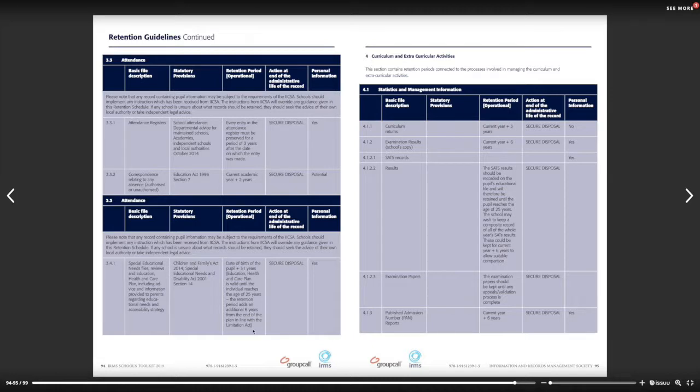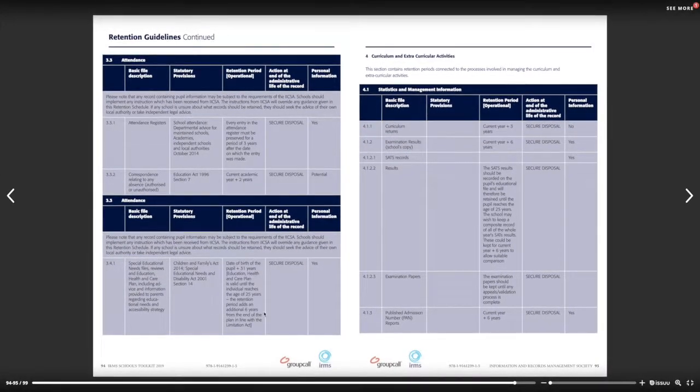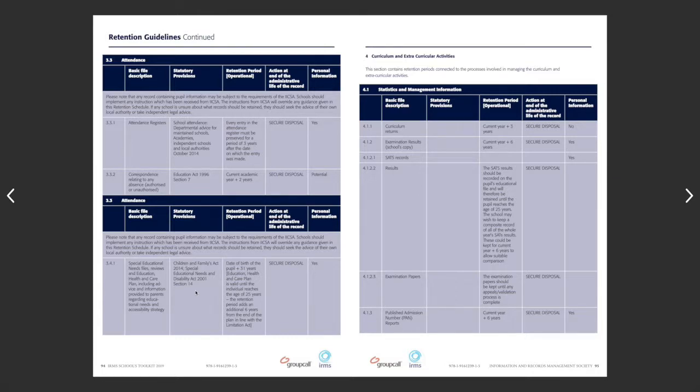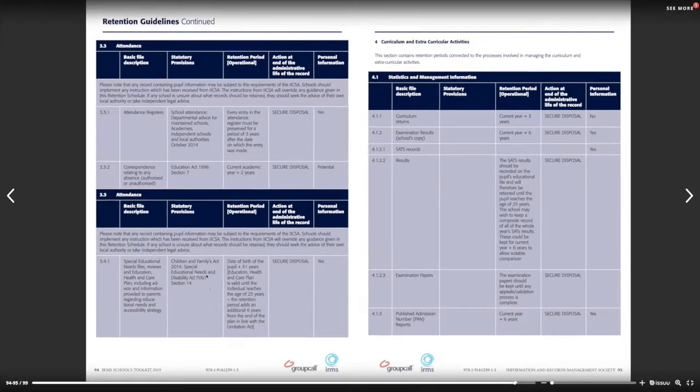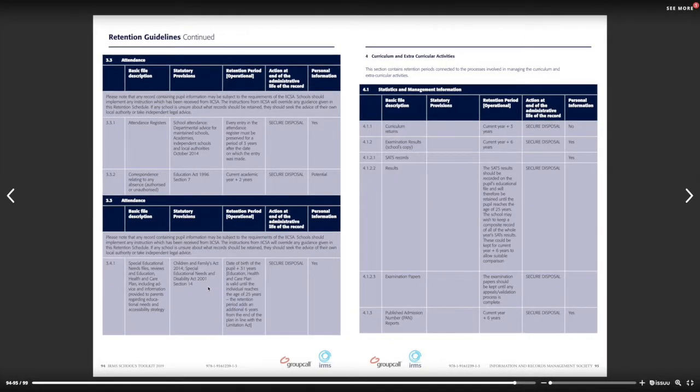And that brings us in line with the Limitations Act. And that Limitations Act is 1980. Our other statutory guidance for this is the CAFA 2014 and the SENDA 2001. Or Children and Families Act, Special Educational Needs and Disabilities Act. Why does my screen keep zooming in? It's annoying me. Right.